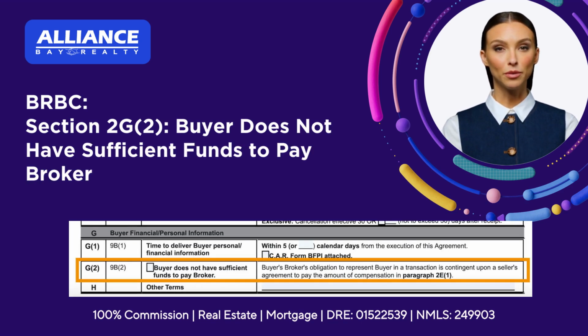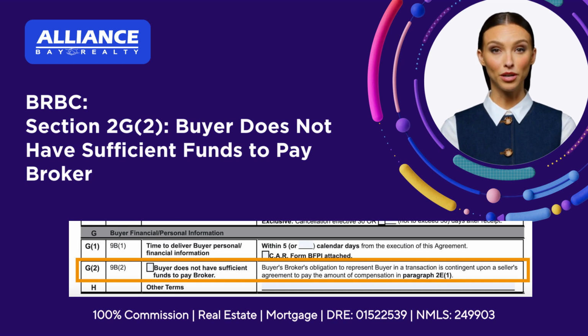Section 2G2. Buyer does not have sufficient funds to pay broker. There's a checkbox here. If you check it, you're saying 1. The buyer doesn't have enough money to directly pay the broker's compensation from their own funds. Therefore, 2. The broker's obligation to represent the buyer in a transaction is conditional on a seller or someone else agreeing to pay the amount described in paragraph 2E1. Practical effect. This is often used when the buyer is relying entirely on a seller-paid commission. If no seller agrees to pay, the broker may not be required to proceed per the agreement language.